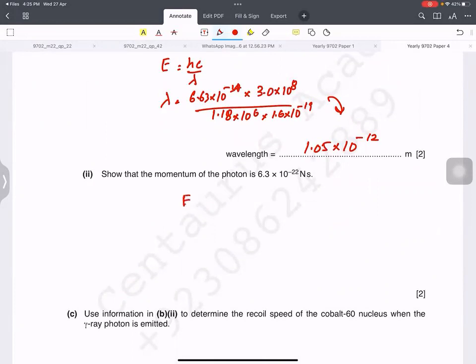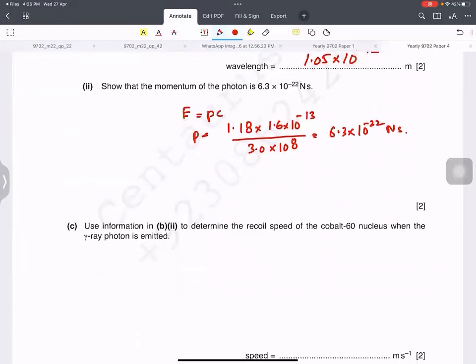Okay, show the momentum. Now, energy equals to pc. So we want to find the momentum. Energy hamare paas already hai. You could directly write it like this, and 3.0 times 10 to the 8. Okay, answer: 6.3 times 10 to the power negative 22. Okay, very good. Now use information to determine the recoil speed.